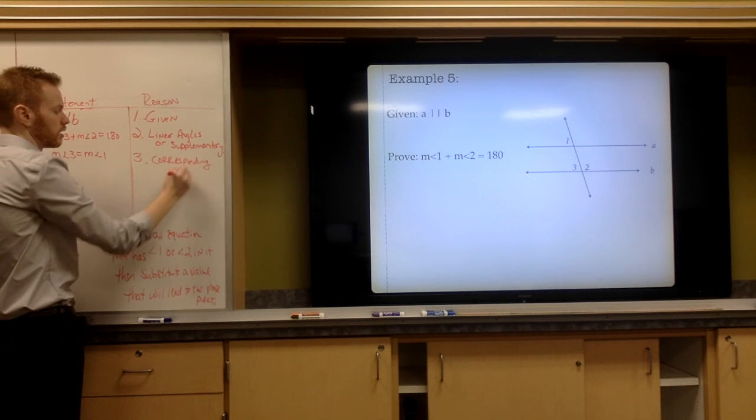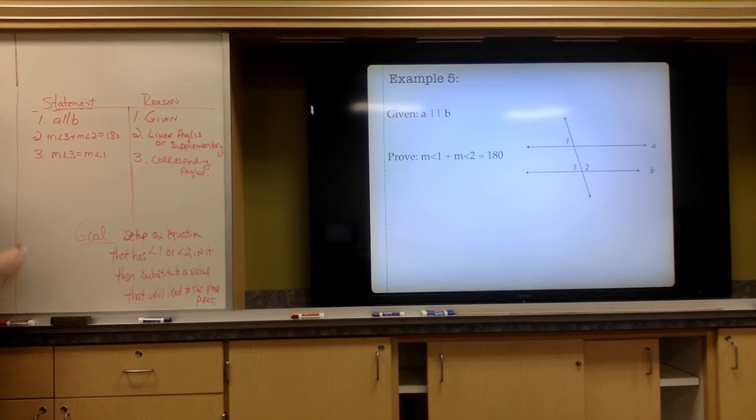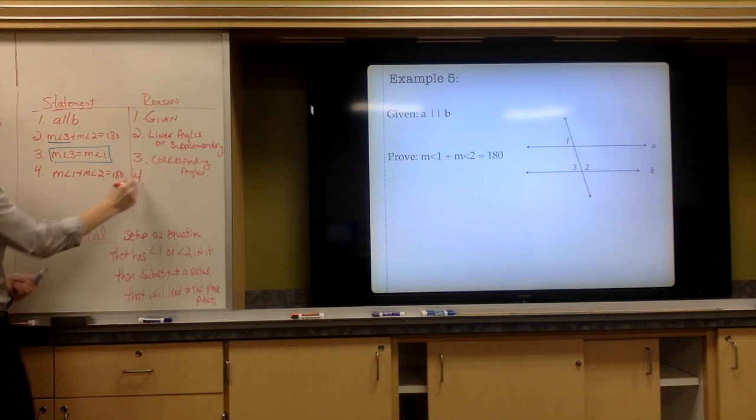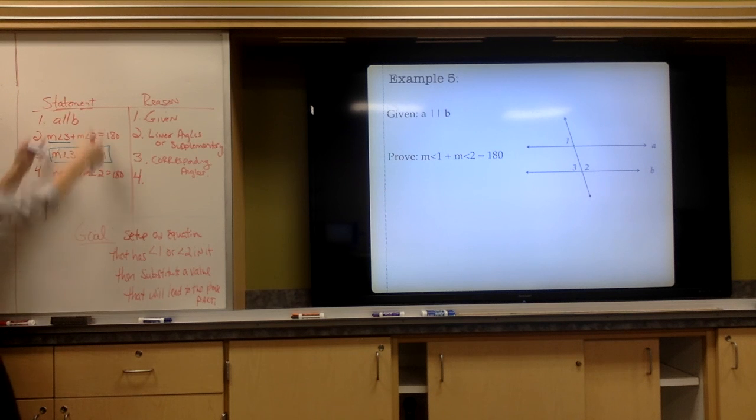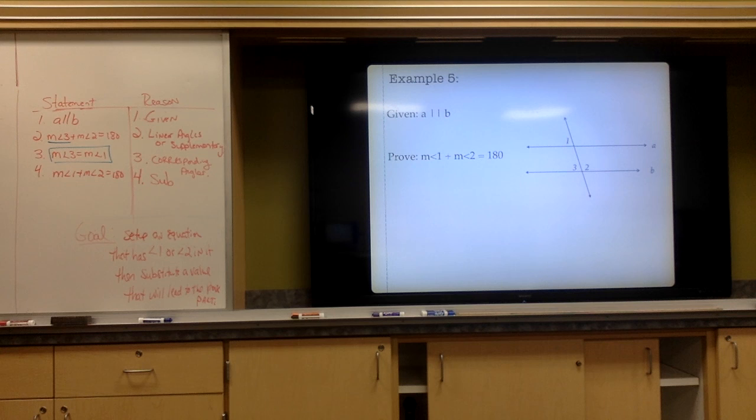So now take a look at this. This is pretty cool. Here's 3. Anytime I see an angle 3, I can swap it out for an angle 1 because they're the same measurement. So I'm going to do that. So the measurement of 1 plus the measurement of 2 equals 180. And I got to this because I substituted, which I'll abbreviate as SUV. Okay?